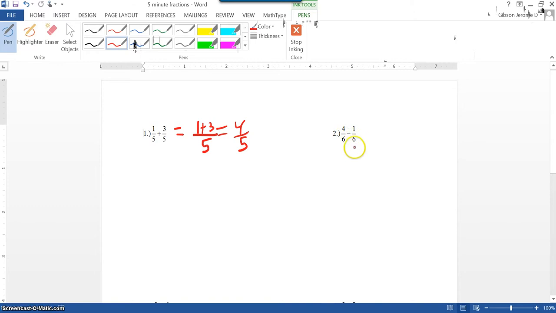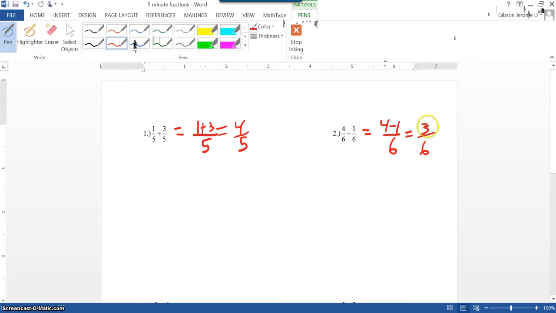Now we go here to number 2. We look at our denominators. We have 6. So we carry over our denominator 6. Now we subtract our numerator. We have 4 minus 1, which gives us 3 over 6. Now we look here at 3 over 6. We're going to try those rules.